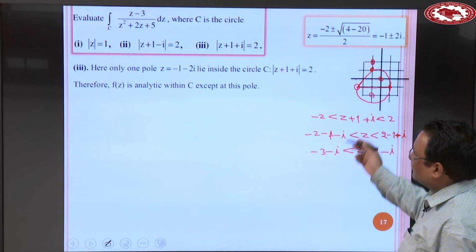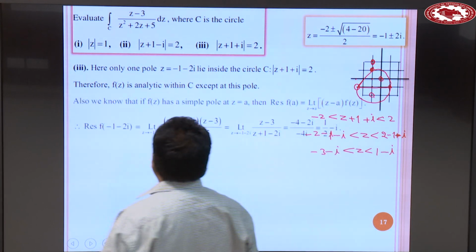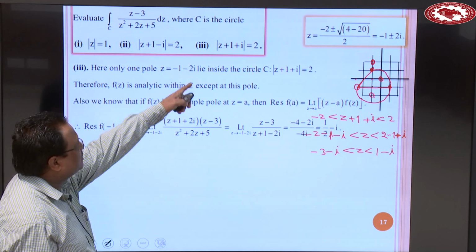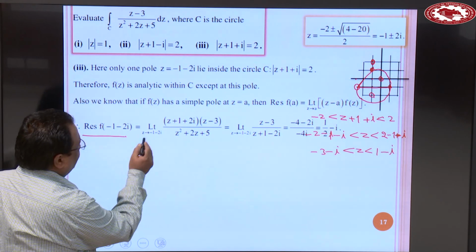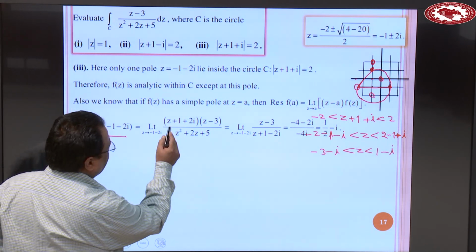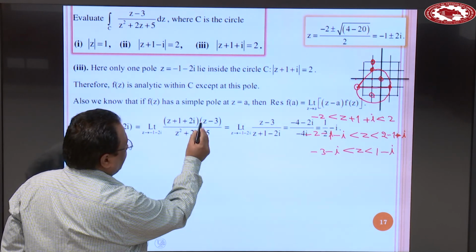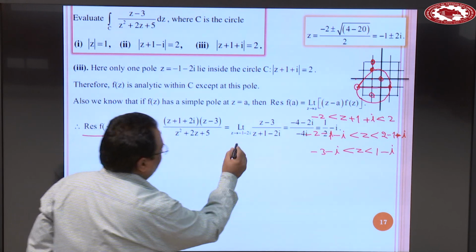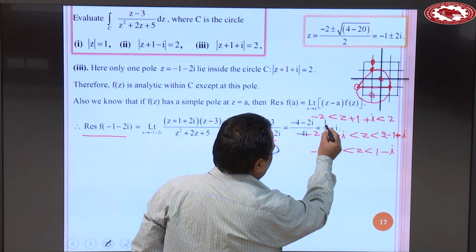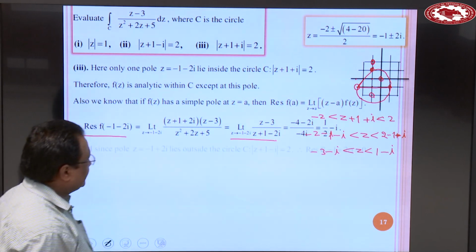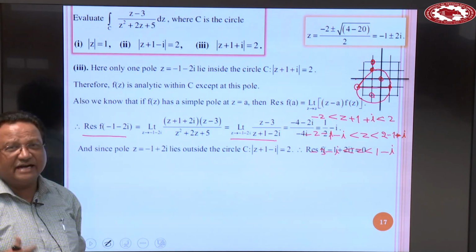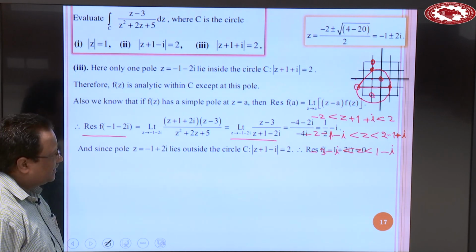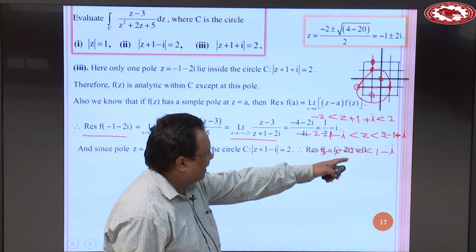and at this point you have to calculate the residue. So when you calculate the residue of f(z) at z = -1 minus 2 iota, we obtain limit z tends to -1 minus 2 iota of (z plus 1 plus 2 iota)(z minus 3) divided by (z square plus 2z plus 5). Simplify this one, you will get 1 over 2 minus iota, and the second residue is obviously 0 because that singular point, that pole, lies outside. Okay, so residue at -1 plus 2 iota is 0.